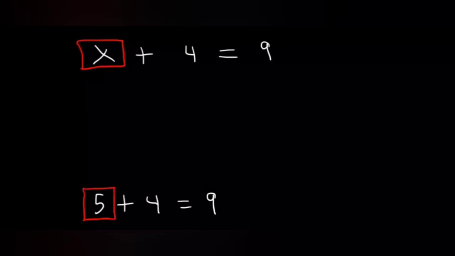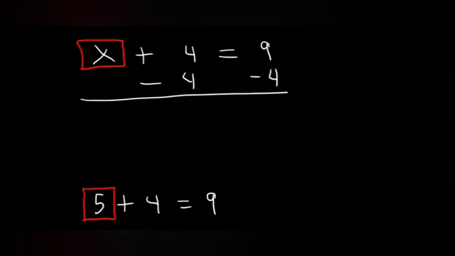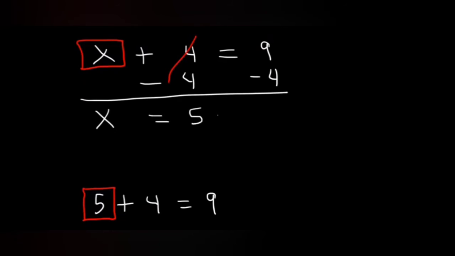Now, how do you solve this? Remember, addition is removed by subtraction. So you subtract 4 from both sides. As you can see, when you do that, our x will be equal to 5. So 4 cancels 4, we have 5. So our x is equal to 5.